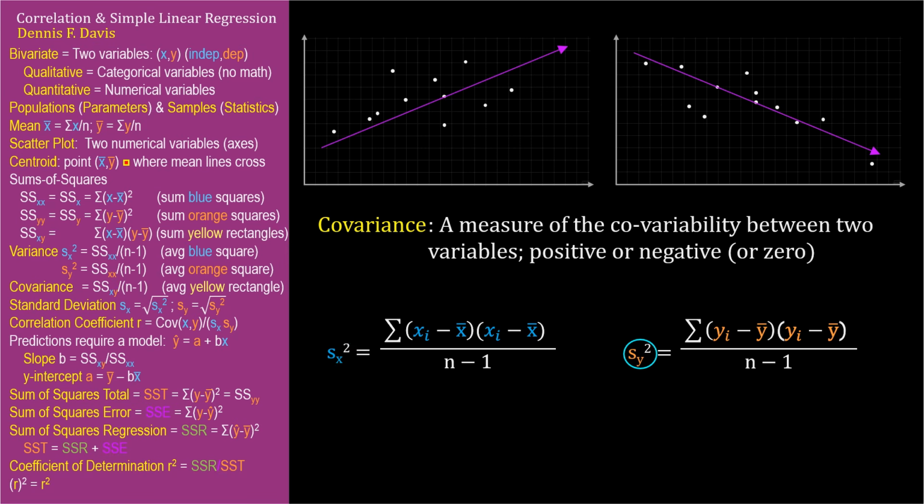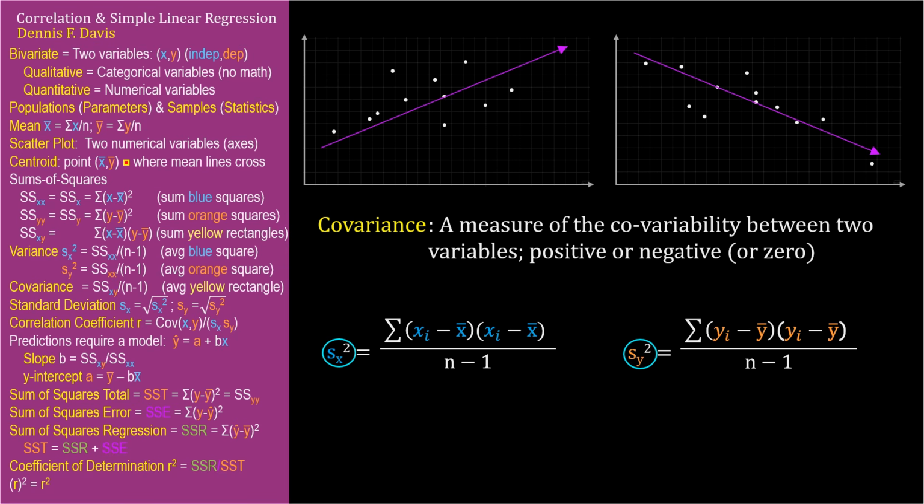S sub x squared is the variance of variable x, the spread outness in the horizontal x direction. S sub y squared is the variance of variable y, the spread outness in the vertical y direction. So please don't think these are new or different symbols. They're just more specific. The subscript simply tells us the direction of the variance, horizontal x or vertical y.